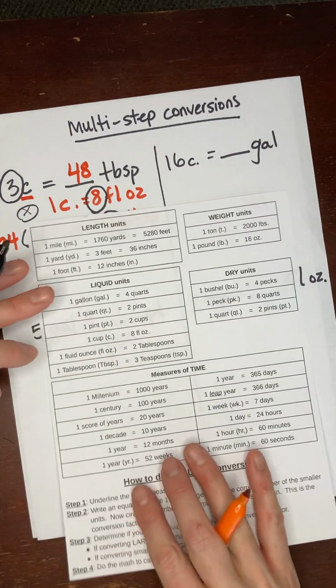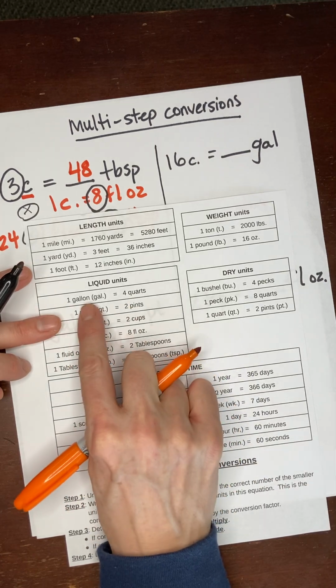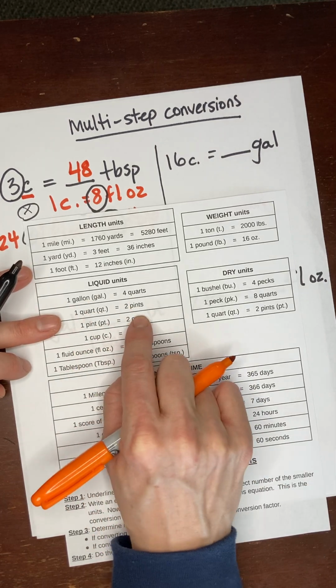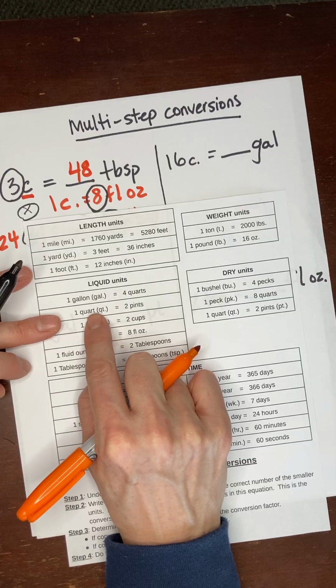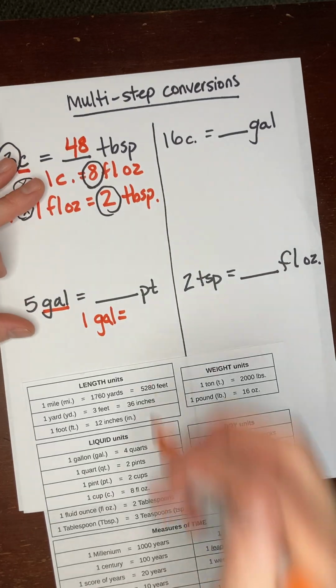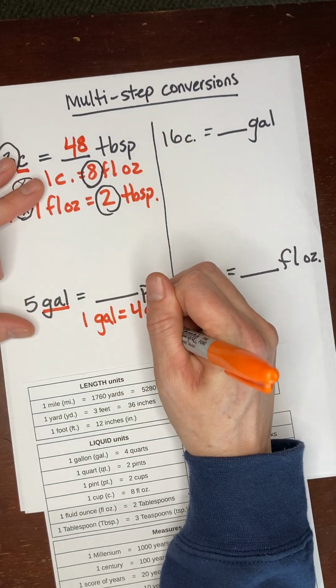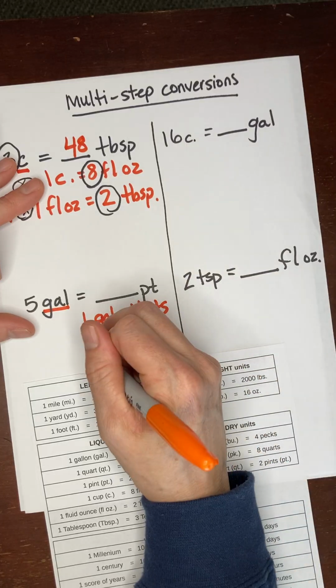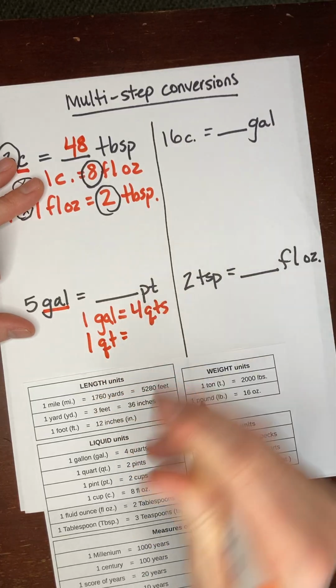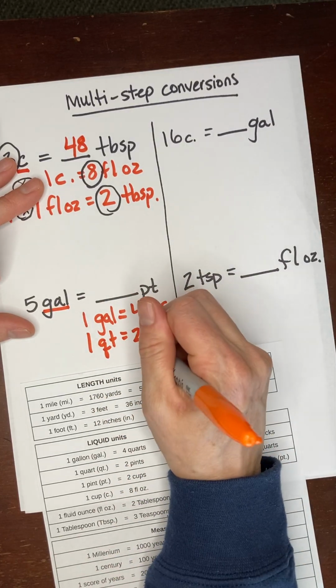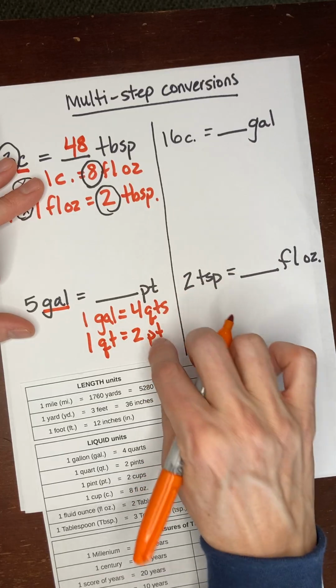Let's look. Well, if I look at my chart here, I don't have a direct relationship between gallons and pints, but I can do gallons to quarts and then quarts to pints. So that's what we're going to do. 1 gallon is 4 quarts. 1 quart equals 2 pints. And now see, pint and pint, I'm where I need to be.